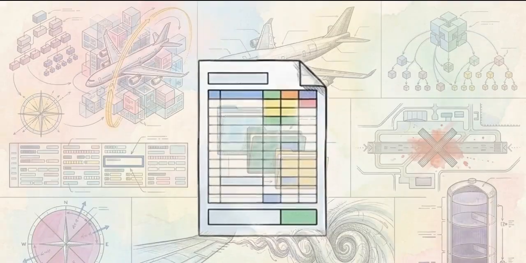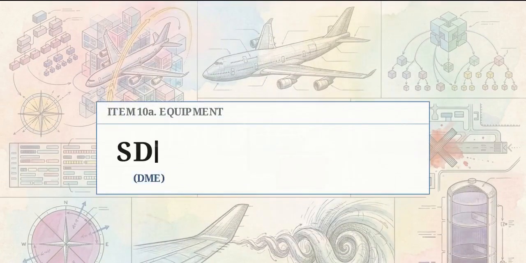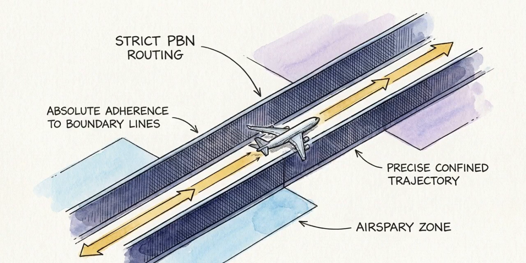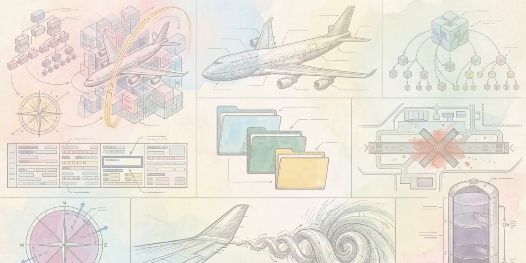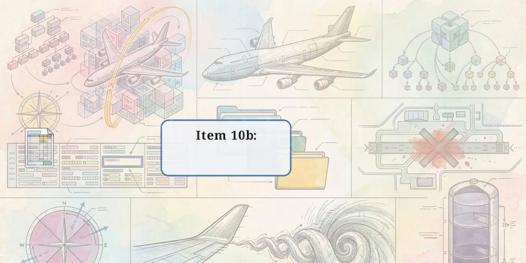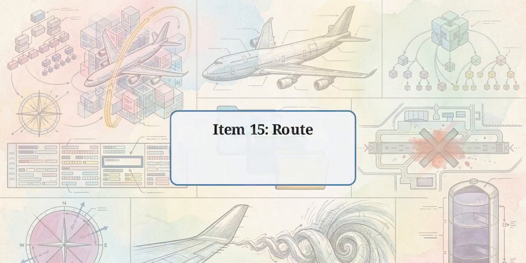In Item 10, the equipment codes begin. Field 10A dictates the aircraft's communications, navigation, and approach aid capabilities. This alphanumeric string tells the ATC computer if the aircraft qualifies for strict performance-based navigation routing. Field 10B dictates surveillance capabilities. This tells ATC exactly what secondary radar transponder and automatic dependent surveillance broadcast, or ADS-B, equipment is actively transmitting from the airframe. Item 15 defines the route.